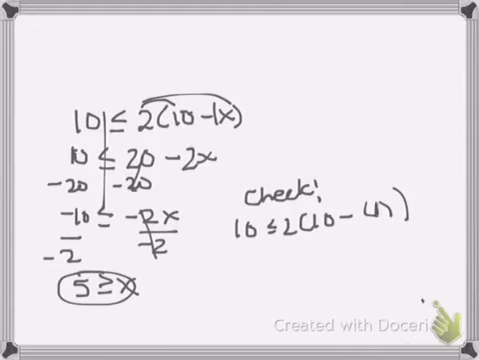So the number I want to pick is 1, because definitely 1 is less than 5. So inside the parentheses, 10 minus 1 is 9. So I'll be left with 10 is less than or equal to 2 times 9. And 2 times 9 is 18. So 10 is less than or equal to 18, and that's a true statement, so it checks.